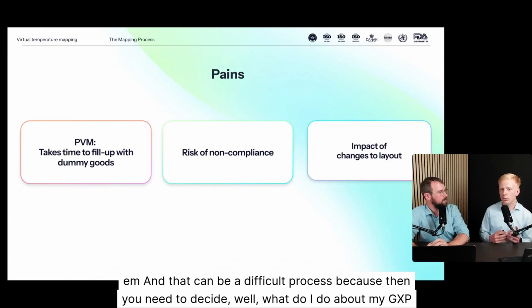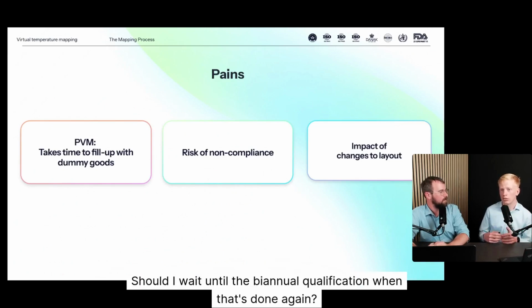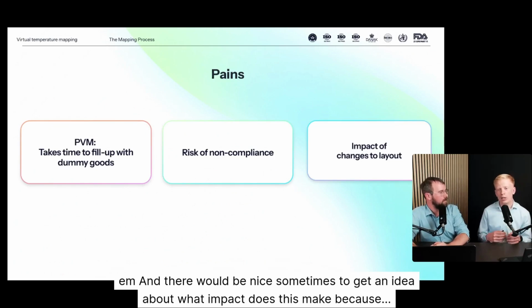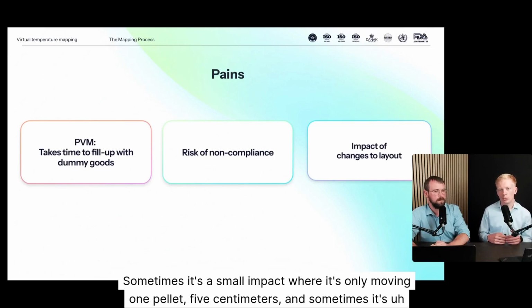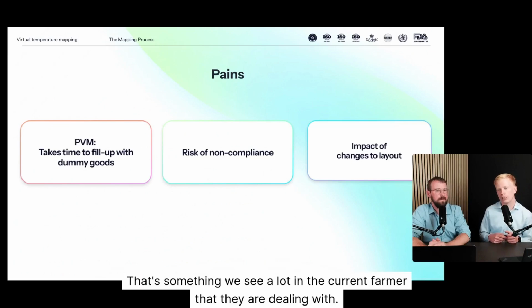And that can be a difficult process, because then you need to decide, well, what do I do about my GXP area? Should I do a remapping? Should I wait until the biannual qualification when that's done again? And there it would be nice sometimes to get an idea about what impact this makes, because sometimes it's a small impact where it's only moving one pallet 5 centimeters, and sometimes it's 5 racks that we are moving. And what about those in between? That's something we see a lot in the current pharma that we are dealing with.